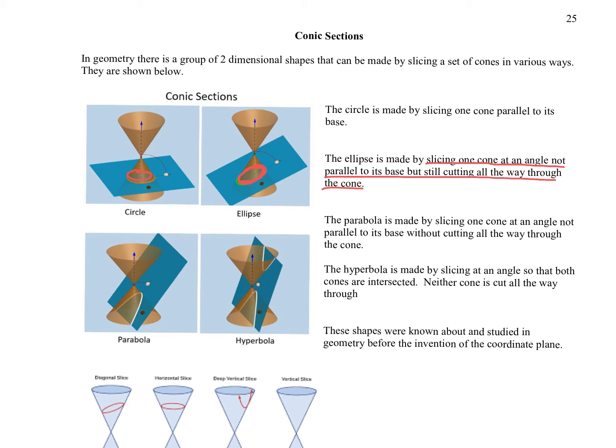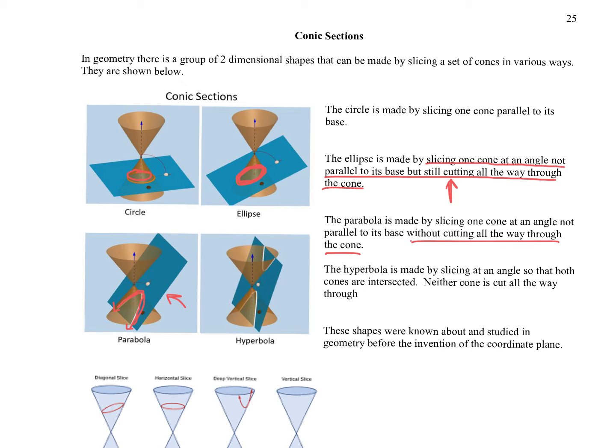Now, the next thing I could do, if I kept tipping it further down to this picture, we could tip it to a point where the bottom of the plane kind of came out of the bottom of the cone, but it's still not tipped so much that the top cone is cut. So basically, the parabola is made by slicing one cone at an angle not parallel to the base, so not a circle, without cutting all the way through the cone. So this one was still cutting all the way through the cone. This one is without cutting all the way through the cone. And here, that intersection creates a parabola.